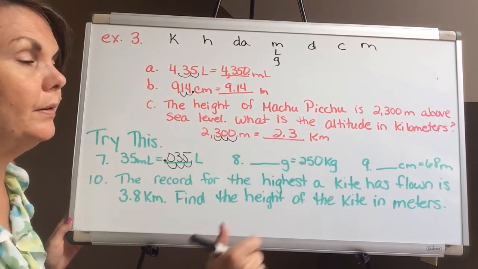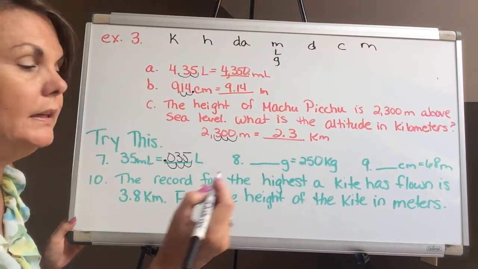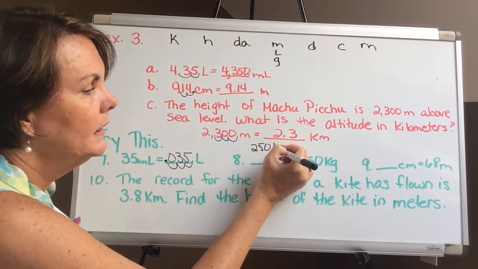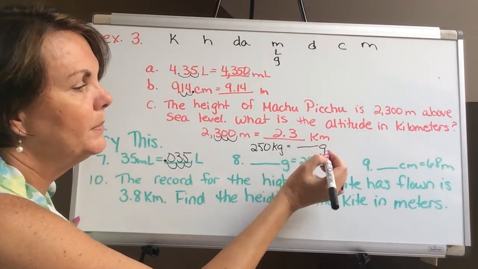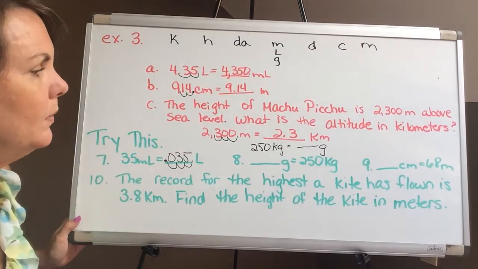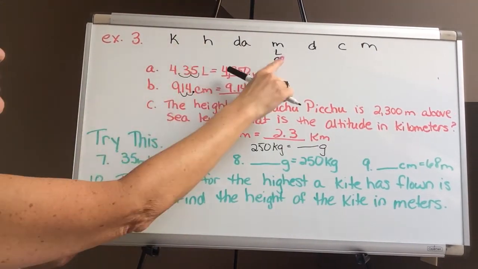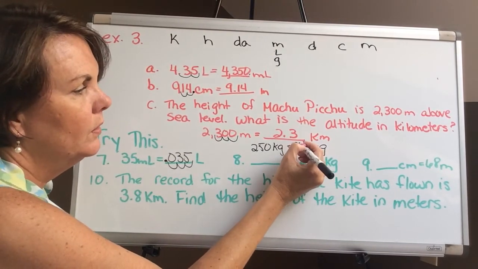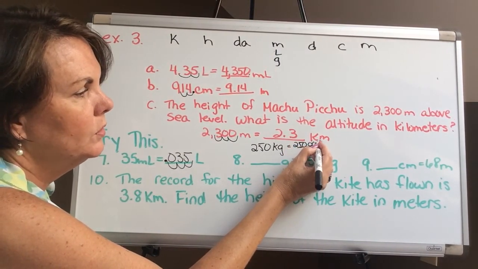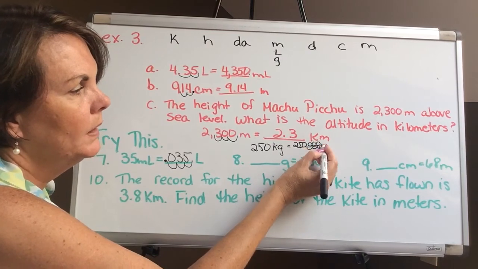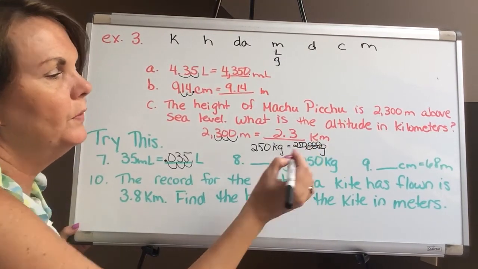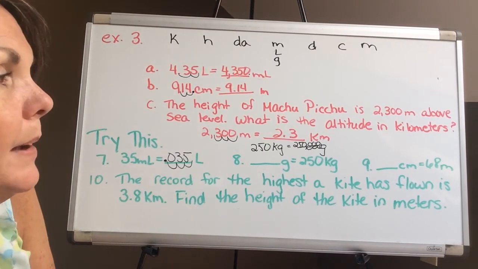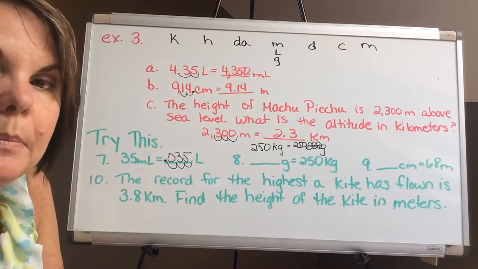Number 8. These are tricky. How many grams are there in 250 kilograms? If you need to, rewrite this. 250 kilograms equals how many grams? I think it's a lot easier to do it that way. So I'm going from kilograms to grams. 1, 2, 3 to the right. So you're going to go 250, 1, 2, 3 to the right. So it's 250,000 grams.